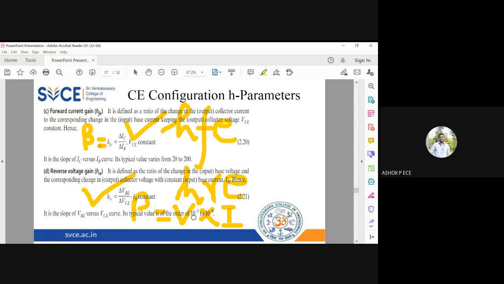That is why among the three configurations, I told you common collector is not used much. Common base and common emitter will be mostly used because of all these beautiful properties of common emitter configuration.